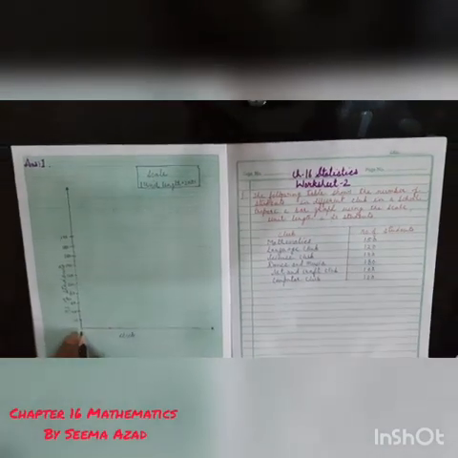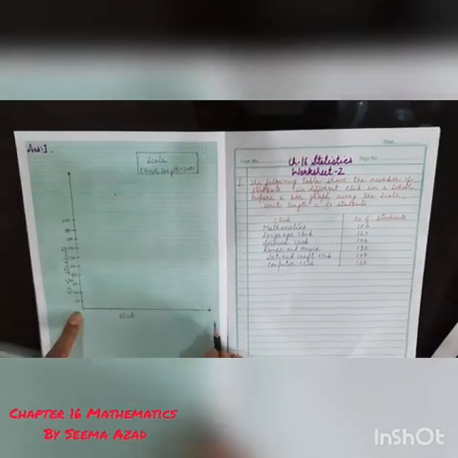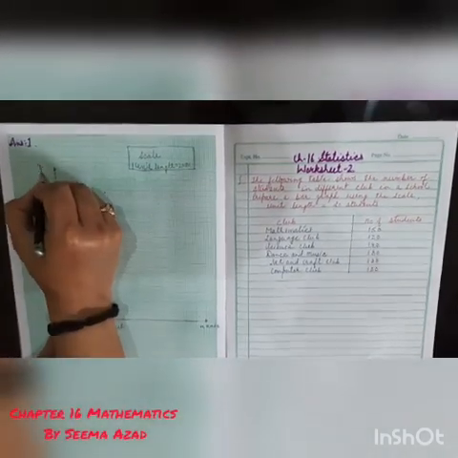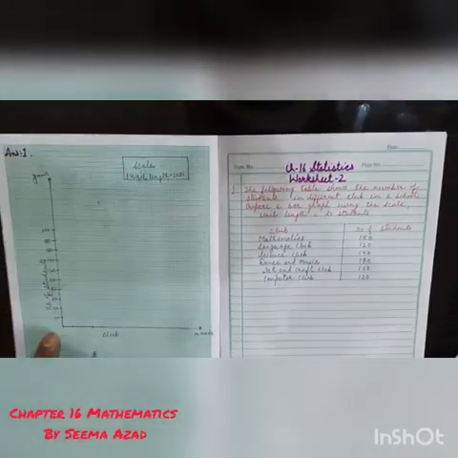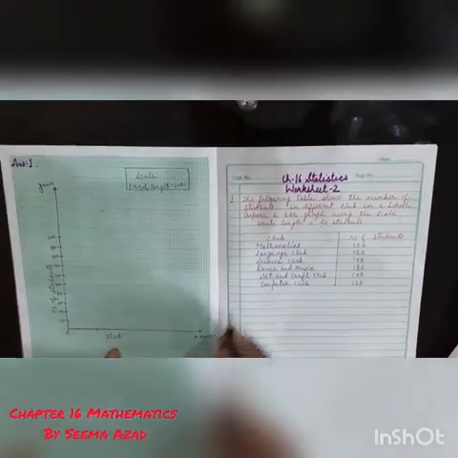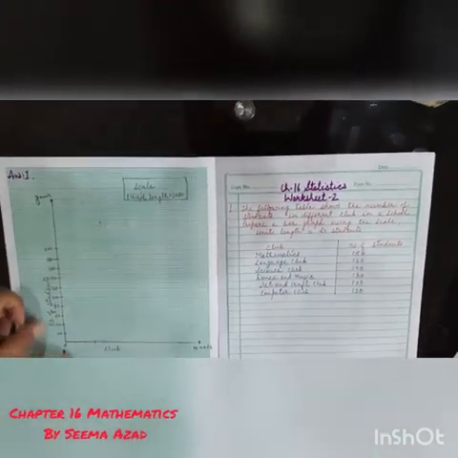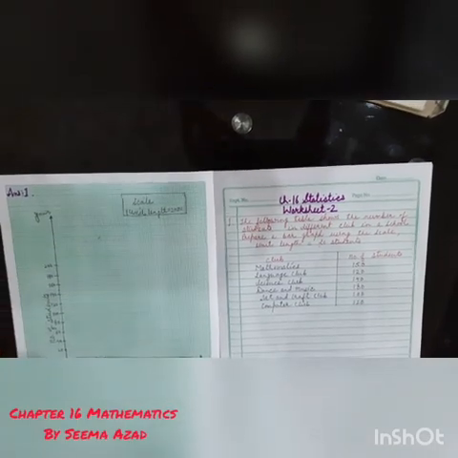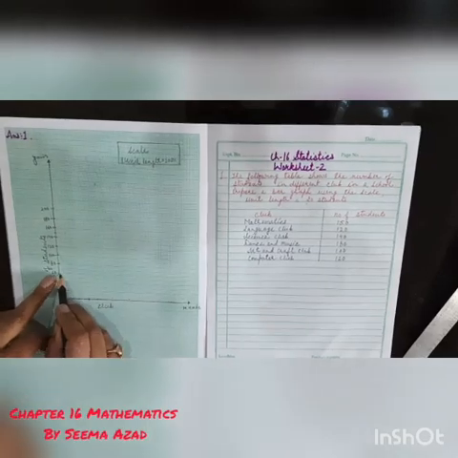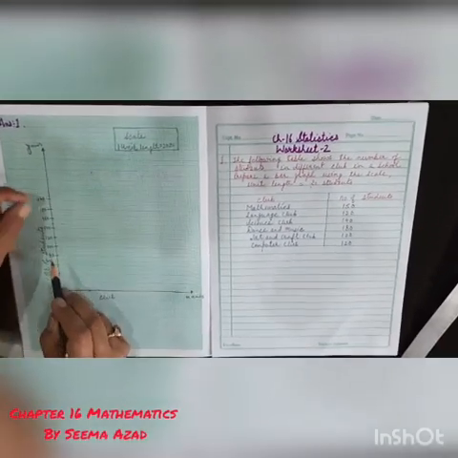Now draw the lines. This is the x-axis and this is the y-axis. On the x-axis we will write down the names of the clubs, and on the y-axis we will write down the number of students. And the scale is given: 20, 40, 60, 80, 100 up to 200.